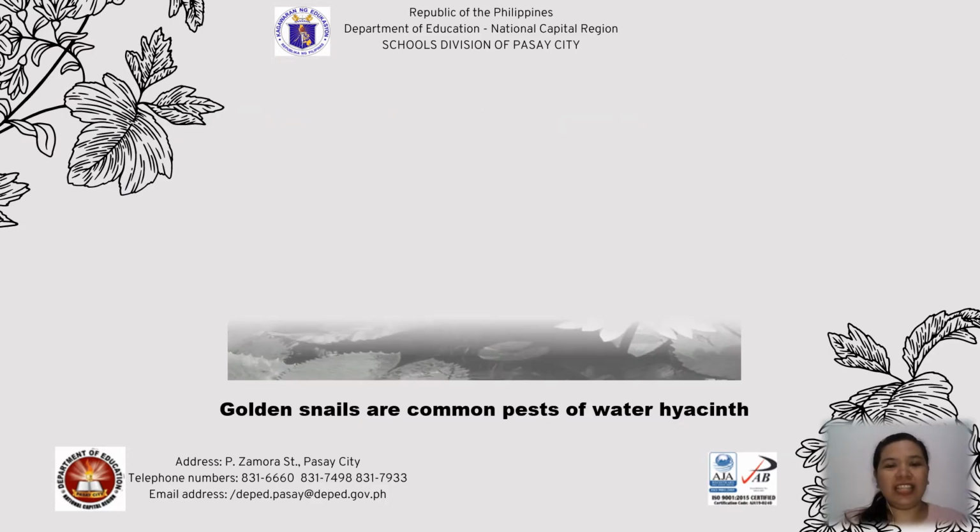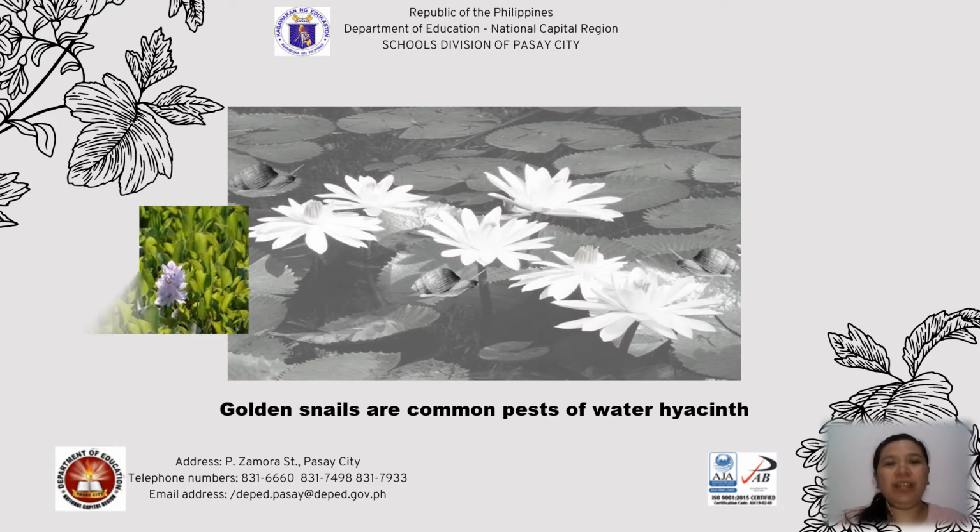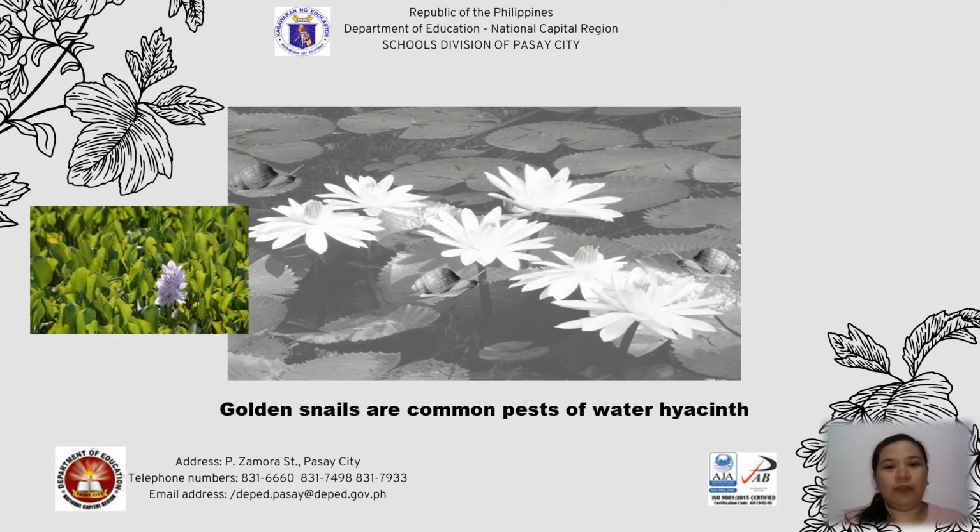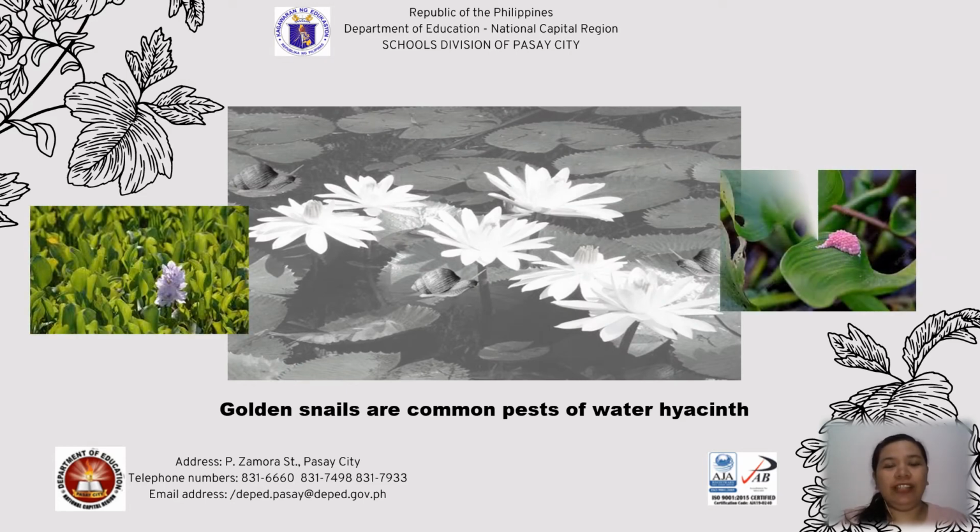Look at the second scenario. Here in the Philippines, some species such as water hyacinths, the toad, and golden snail have been introduced, but because of lack of natural enemies, they became pests and grew in proportion into uncontrolled numbers.